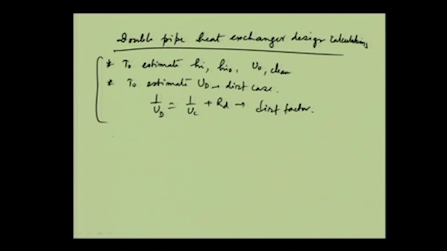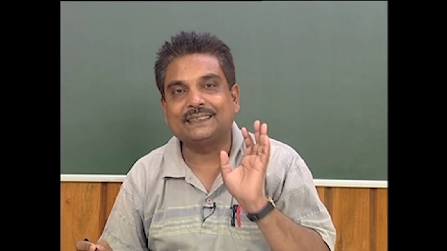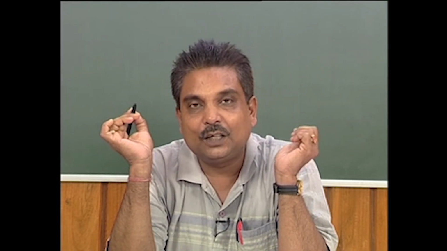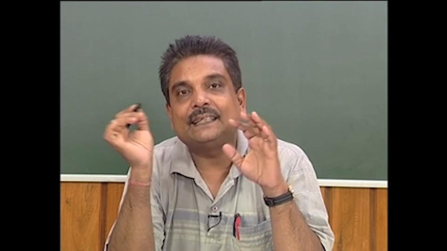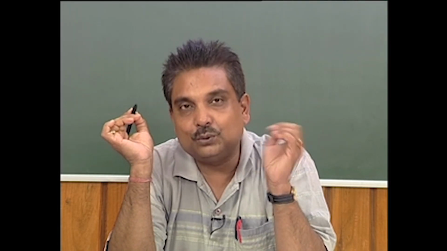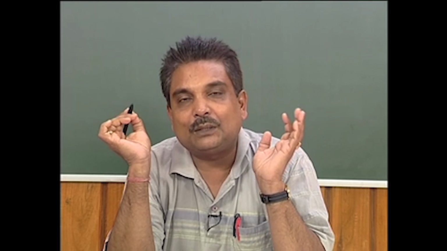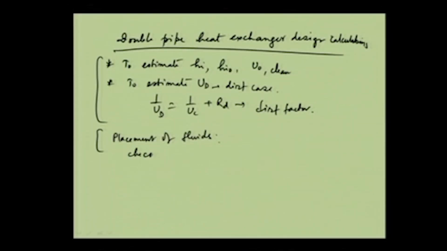Second point is placement of fluids, where to put which fluid. So, in the double pipe heat exchanger there are two flow regions, one is the inner tube region, another is the annulus region. Where should we put which fluid? So, it depends upon that. We have to check the pressure drop, delta P, and whether delta P is allowed. So, we have to see what is the allowable pressure drop for the two streams.